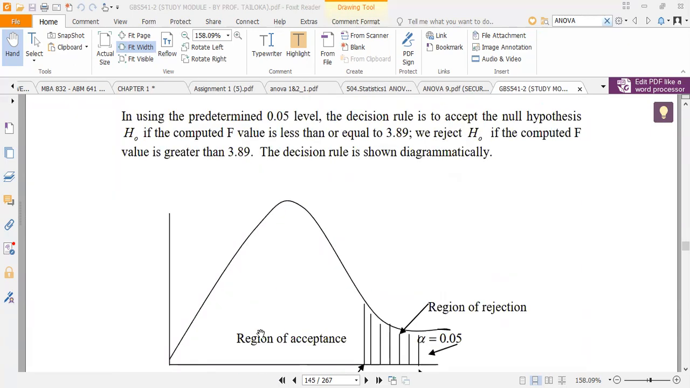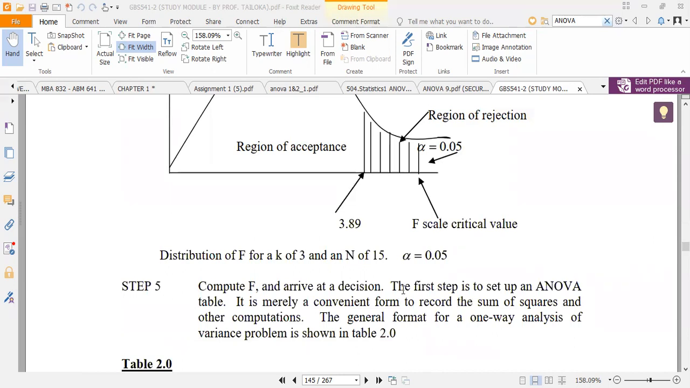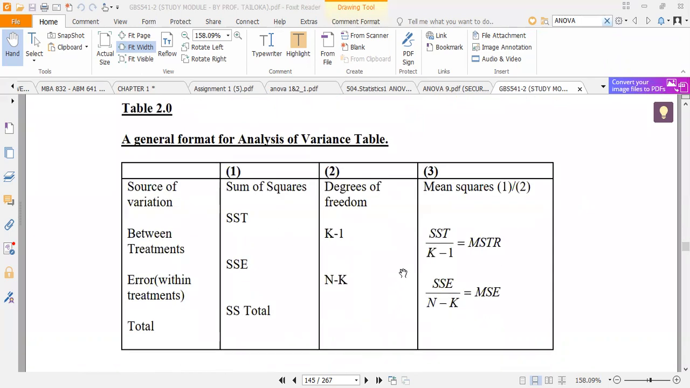So the ANOVA table for the F distribution, it's slightly asymmetrical, but it looks like this. This is the F distribution. So the rule is simply the same. If our answer falls within here, we accept. If our answer falls within the rejection region, we reject. So the only difference that we're going to have in this case will only be in how to read the table. I'll take you through what we call the analysis of variance table.